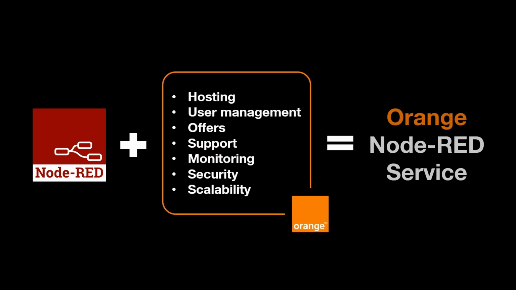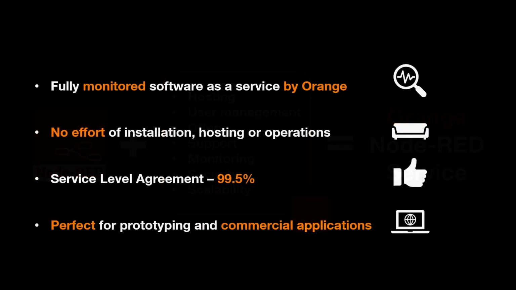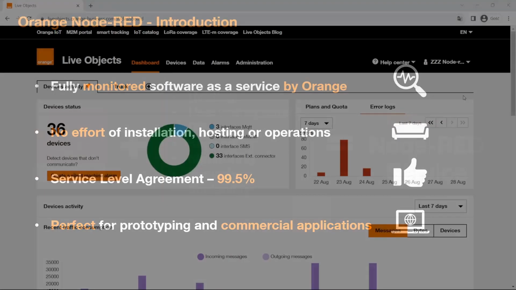Orange has integrated Node-RED into a fully monitored software as a service that you can activate without caring about installation, hosting, and operations. We handle everything and offer additional features so you can focus solely on designing your flows. As the Orange Node-RED is a fully monitored service with an SLA availability of 99.5%, you can use it for proof of concepts, but also for commercial applications.